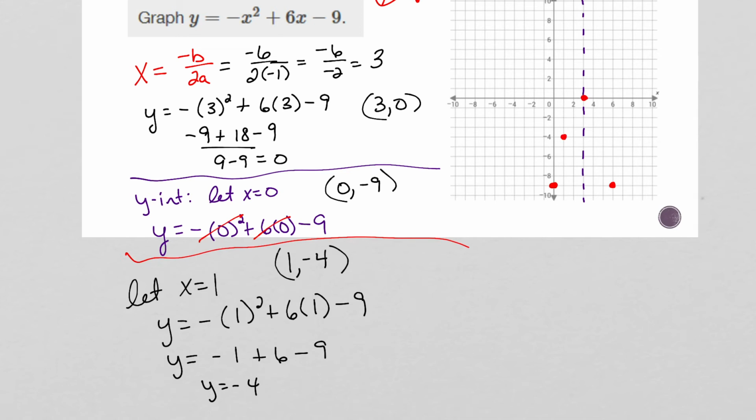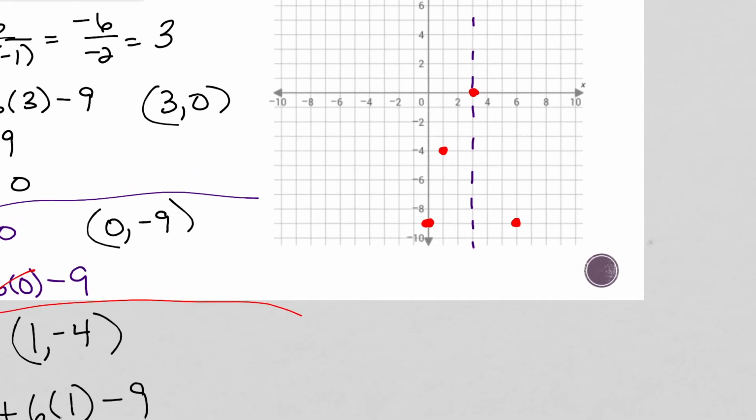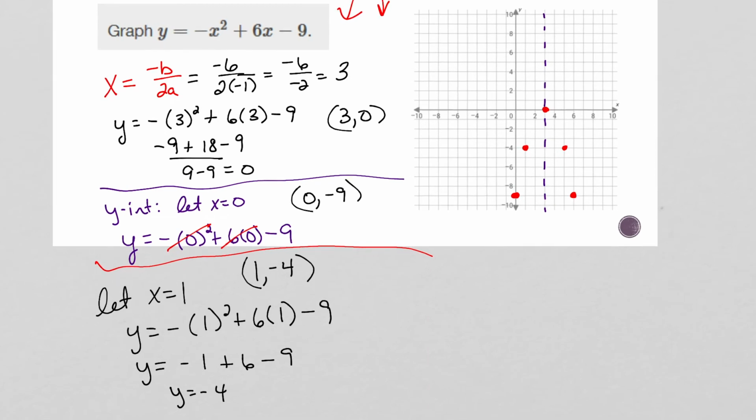Now remember, because of the axis of symmetry, if I go 2 to the left of that line and put a dot, I can go 2 to the right and put a dot, okay? So there's a dot right there. Now, just for the sake of finishing this graph, let's let x equal 2 now.